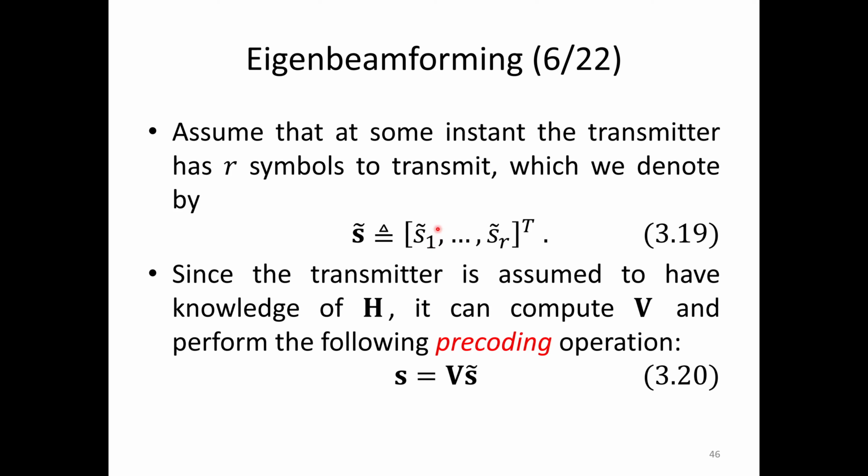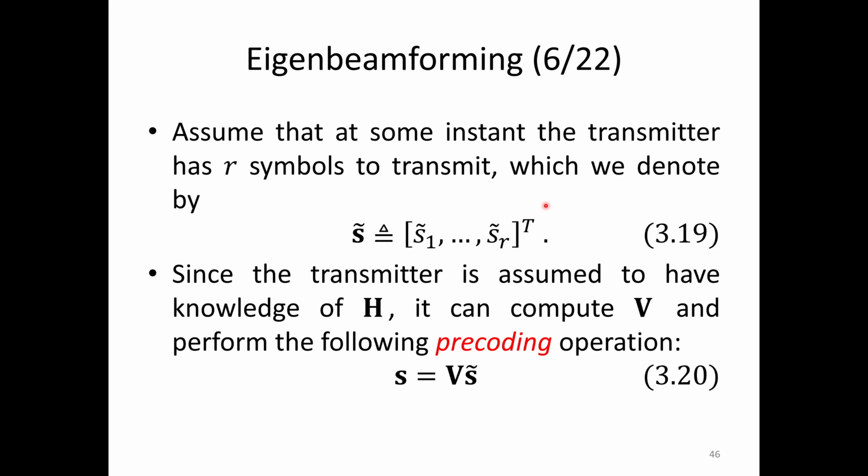Assume that at some instant the transmitter has R symbols to transmit, which we denote by S tilde, defined as S tilde 1 to S tilde R transpose. S tilde i is the ith symbol to transmit.